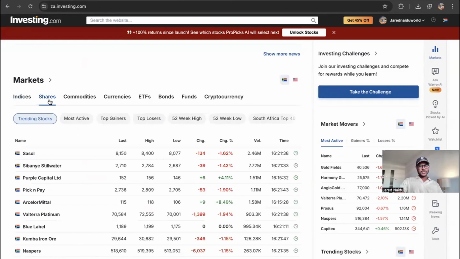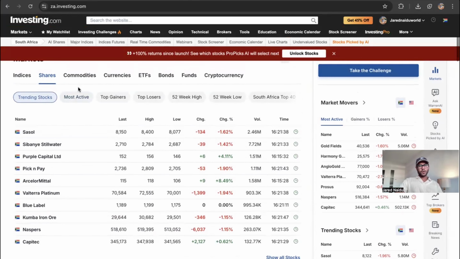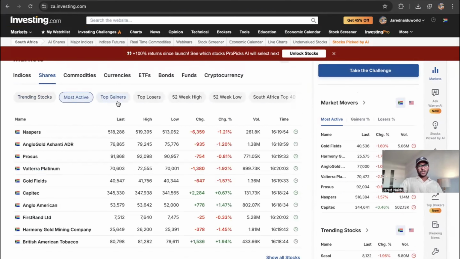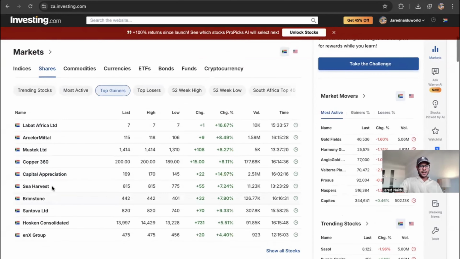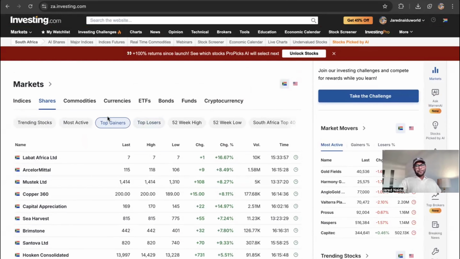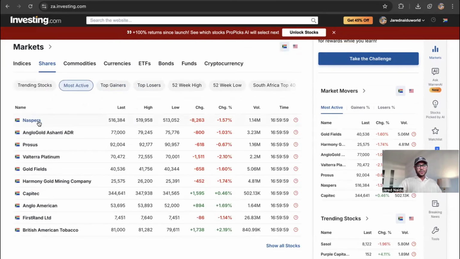We can look at shares. There we go. We've got trending stocks. We can have a look at the most active stocks. We can look at top gainers. So top gainers currently, if we're looking, it's 16% on Labat Africa. There's a few other ones that are here, and that's what we can see, right? The most active stock trading in South Africa is Naspers, which is a very well-known stock.